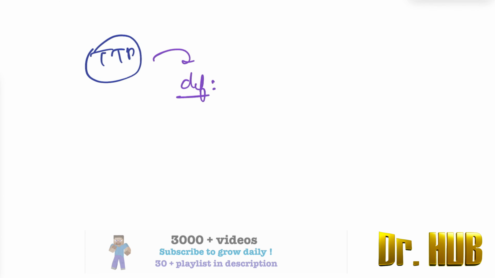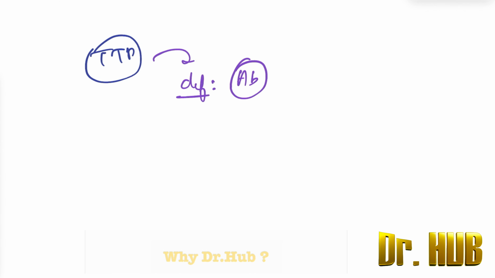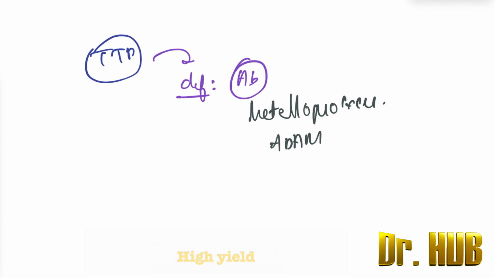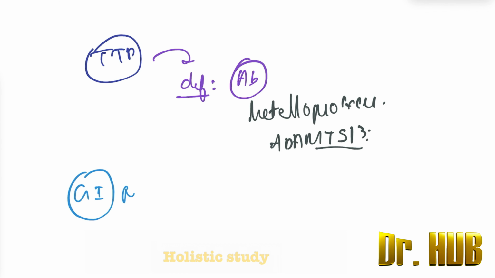So first we are going to talk about the TTP, that is thrombotic thrombocytopenic purpura. Under TTP, what is the causative agent? The causative agent is a deficiency of the antibodies to the metalloprotease. So it is a deficiency of the antibody to the metalloprotease, that is ADAMTS13. Next, what about the GI prodrome? Here it is uncommon.